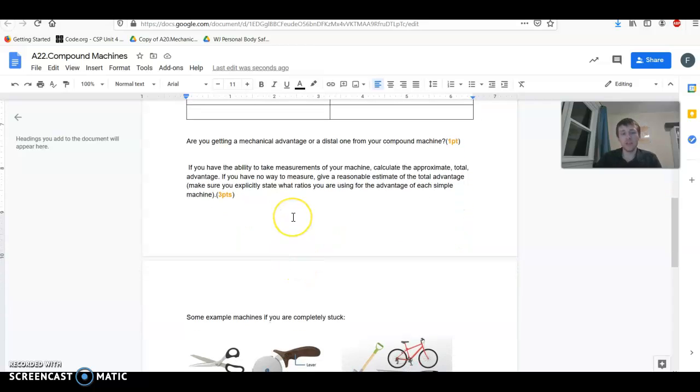And then I want you to take some measurements and calculate roughly the mechanical advantage you're dealing with. If you have absolutely no way to measure things, you don't have a ruler, then you can go ahead and look up on the internet the mechanical advantages you would expect. Again, these are rough estimates, doesn't have to be exact. I'm just looking for you to demonstrate to me you understand the idea behind compound machines.